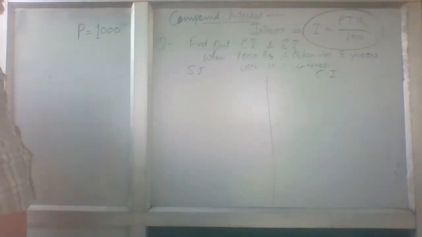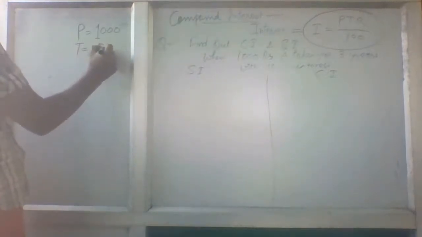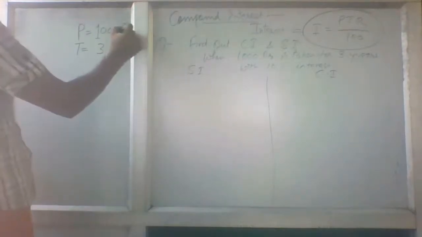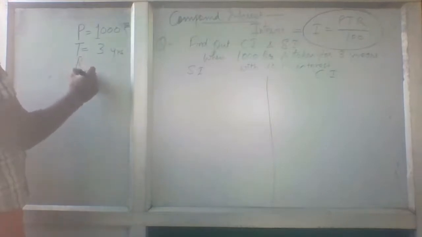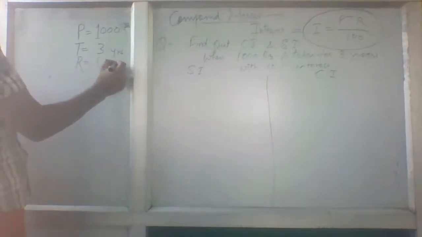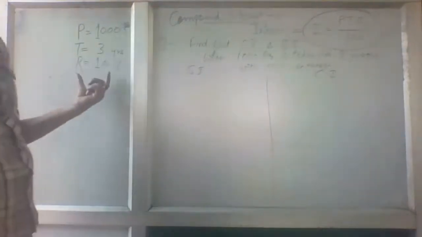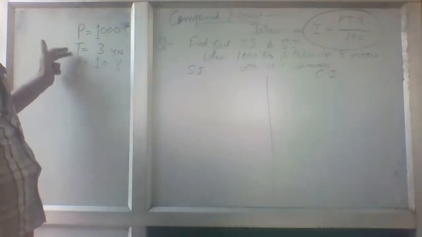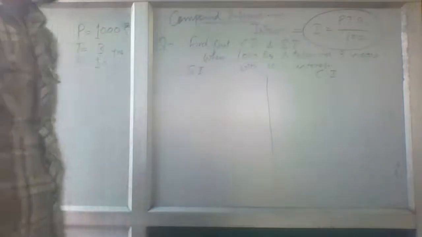P will be 1000 rupees. For 3 years means time will be 3 years. And 10% interest means rate is equal to 10%. You know this very well, how we have to use these small forms for the values that have been provided in your question.